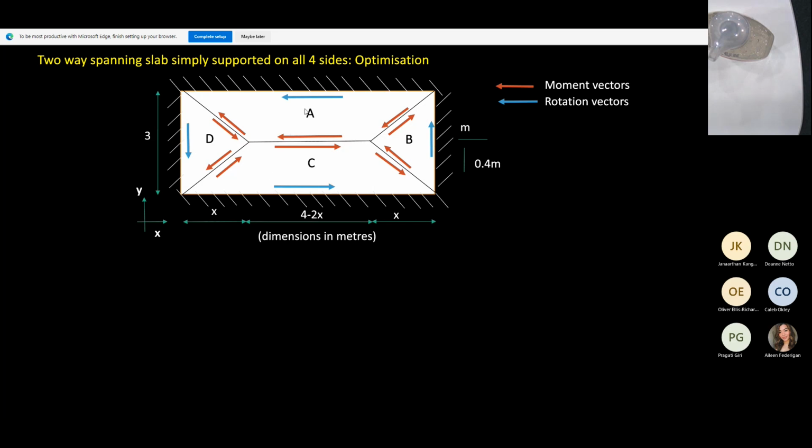Can you see that? So you do it for one region, A, or you pick any region. And then following the conditions of equilibrium and the fact that the vectors will go around following the same flow, you can deduce the vectors for the other regions. So you don't have to spend a lot of time trying to work out the vectors for the other regions. You do one, and the rest will just follow.